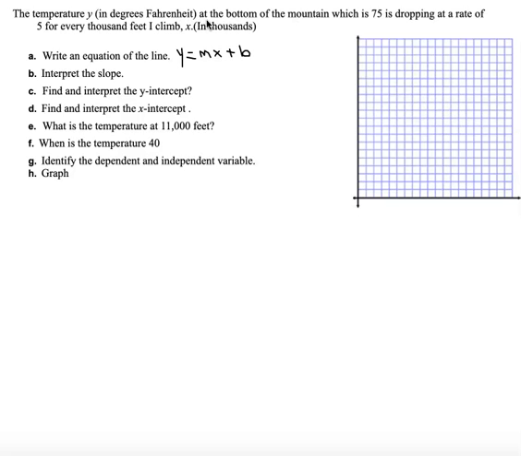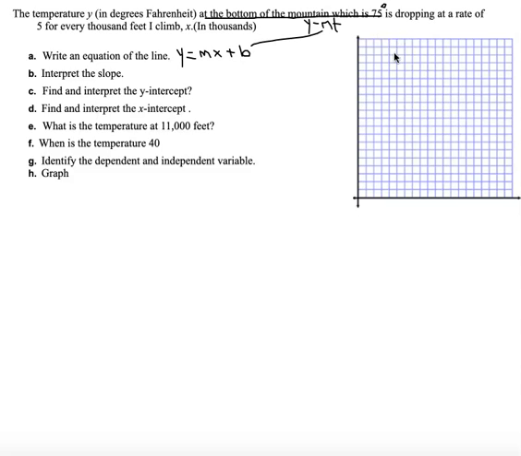At the bottom of the mountain, which is 75 degrees, what does that 75 degrees represent? It's at the bottom of the mountain. It's my y-intercept, right? This is my y-intercept right here. That's my b value.